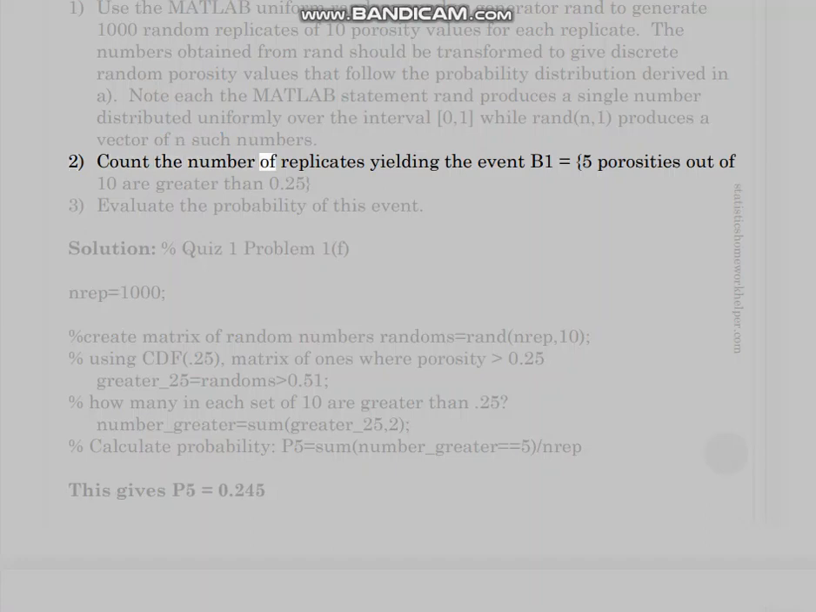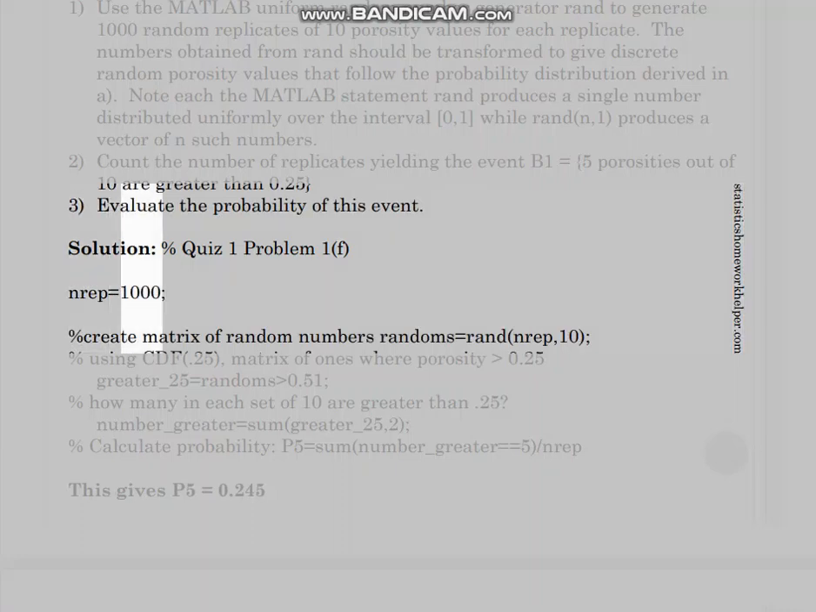2. Count the number of replicates yielding the event B1 equals 5 porosities out of 10 are greater than 0.25. 3. Evaluate the probability of this event. Solution: Quiz 1, Problem 1 F.